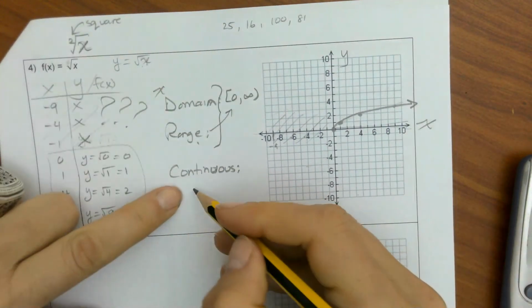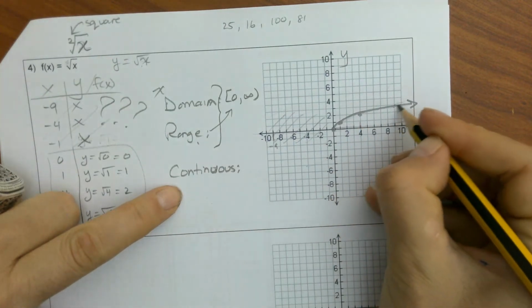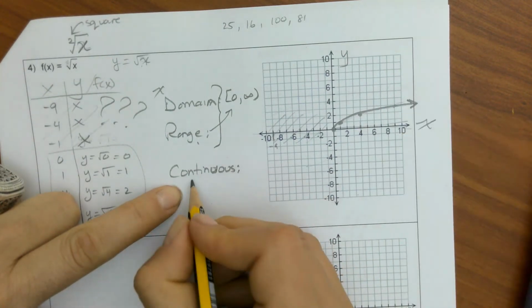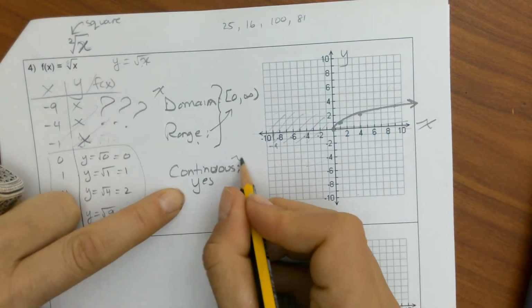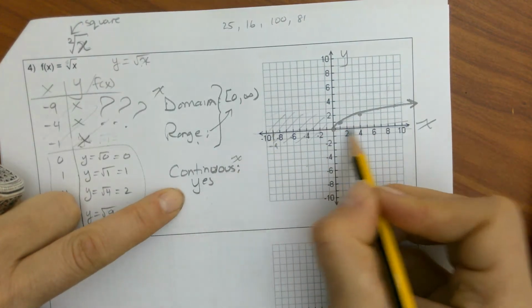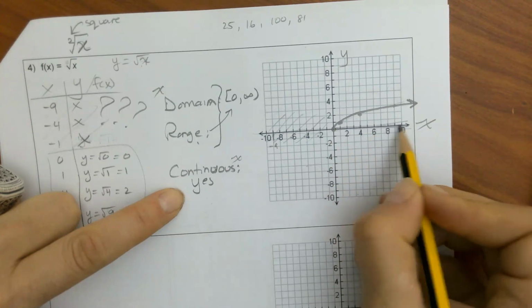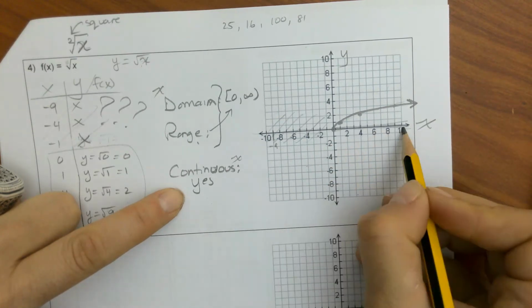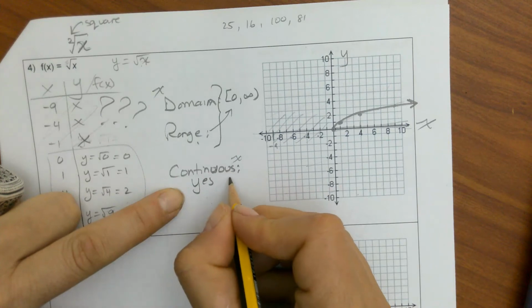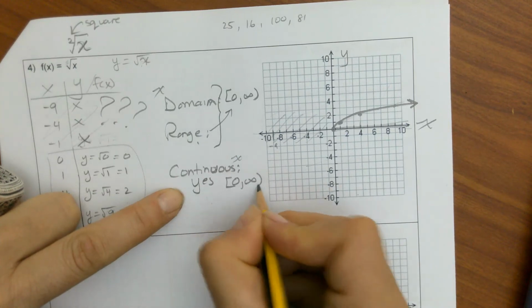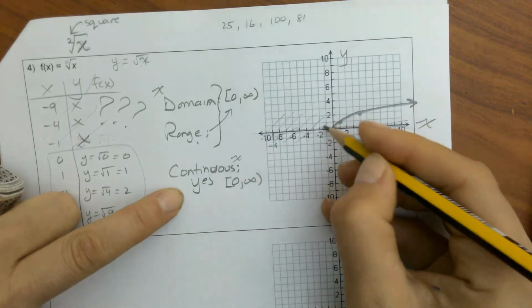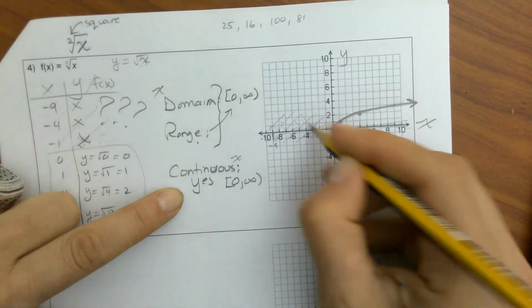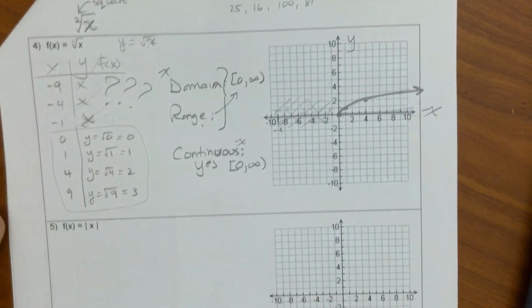Is it continuous? Can I draw it without lifting my pencil? Yep. And where is it continuous? We always think of the x-axis. It's only continuous on the positive side because it only exists there. So it's continuous everywhere where we have it, right there. Not on this side because it's not continuous here because it does not exist here. Okay. All right, next one.